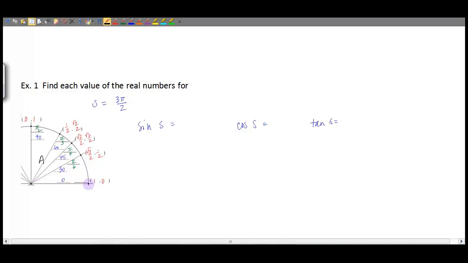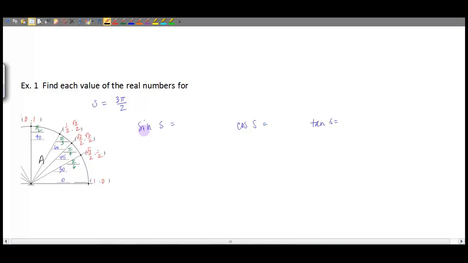I copied what I had above, and here I'm showing you the first quadrant of the unit circle, and I'm going to use that idea to answer this question. It asks me to find each value of the real numbers when s is equal to 3 pi over 2. In other words, I want to find the function value when s is 3 pi over 2.